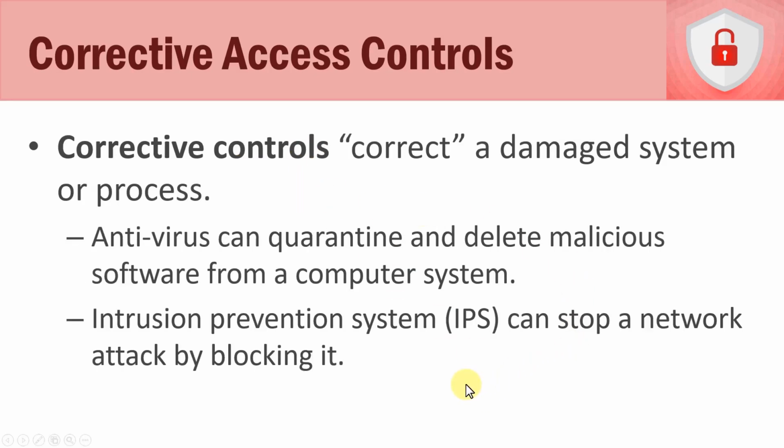The third one is a corrective control, which tries to correct a damaged system, network device, or some sort of process. A very simple example of this would be antivirus software. It can quarantine suspected malicious software, malware that's on your system, and if need be, delete it and try to correct any damage that's been done to your system. An intrusion prevention system can make changes to your network, so it can not only stop the attack, but it can also make changes to prevent that from occurring in the future. So that's a corrective control.